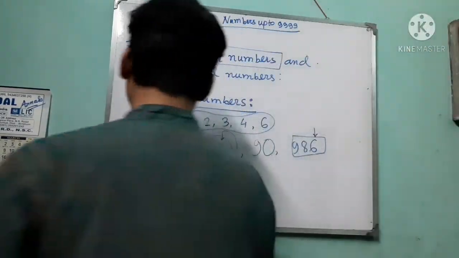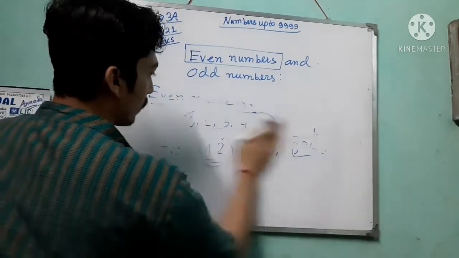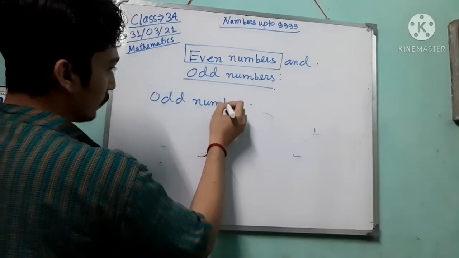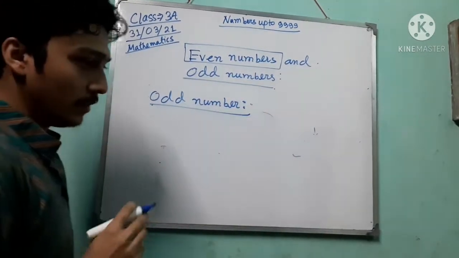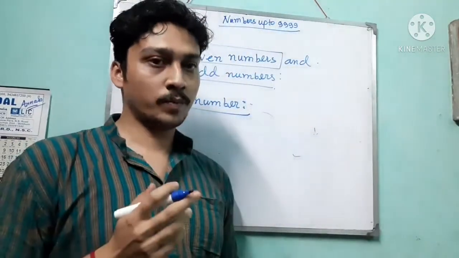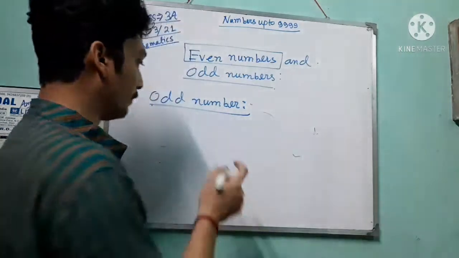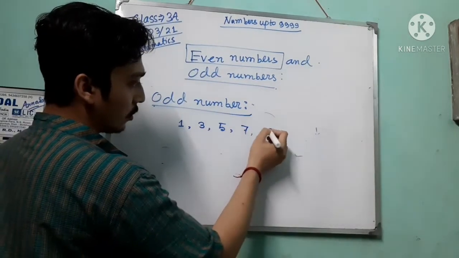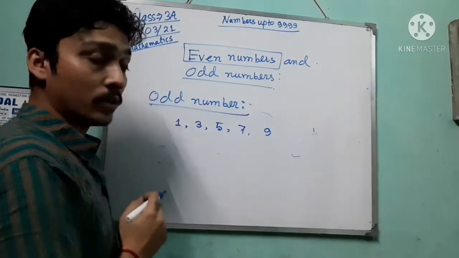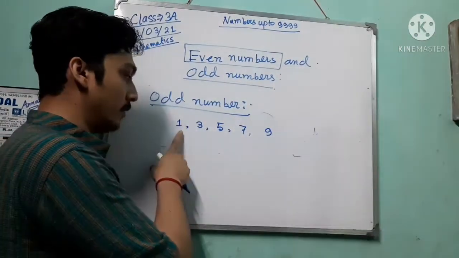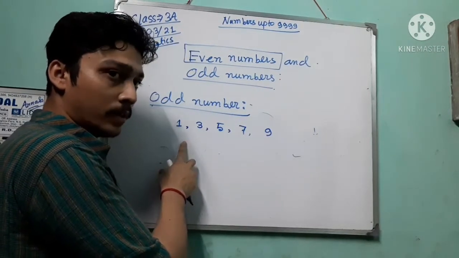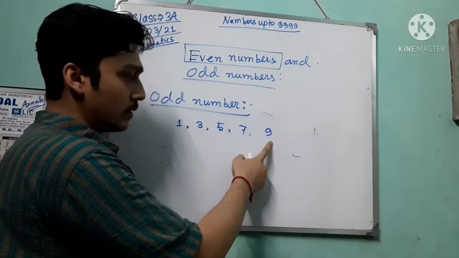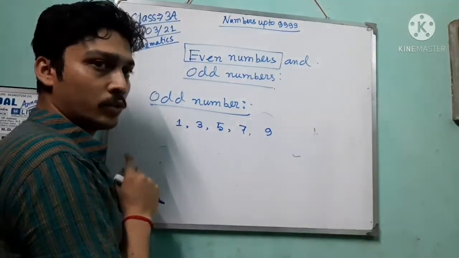Okay. Now I'm going to the next, odd numbers. If a digit in the ones place in a number is 1, 3, 5, 7, 9, then the number is called an odd number. If the digit in the ones place in a number is 1, 3, 5, 7, or 9, any one of them, then the number should be called an odd number.